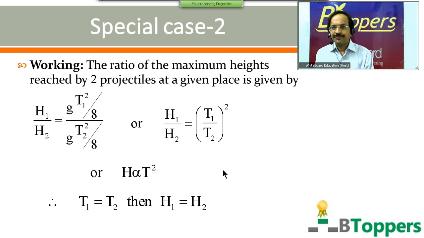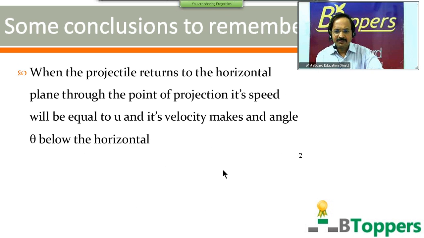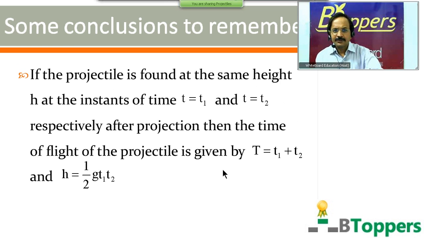Then there are some conclusions which you have to remember. In the case of oblique projection, I am going to discuss two conclusions. I would like to show you the conclusions first. I will later show you the calculation behind these conclusions. So you put the heading, some conclusions to remember. I am not going to show you many conclusions, only two conclusions. The projectile is found at the same height, small h, at the instants of time t equal t1 and t equal t2, respectively, after projection. And the time of flight of the projectile is given by capital T equal to t1 plus t2.